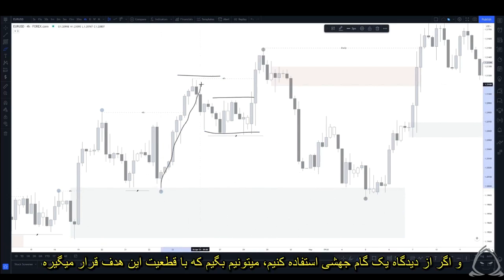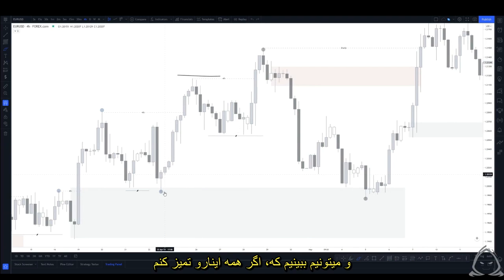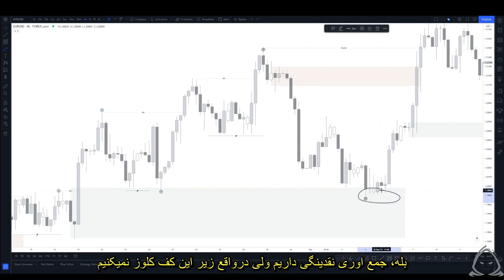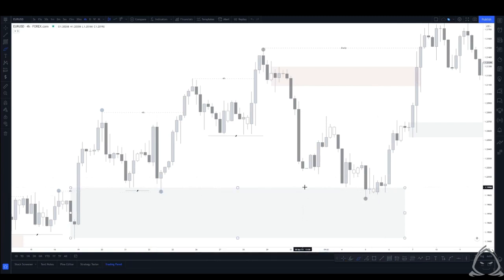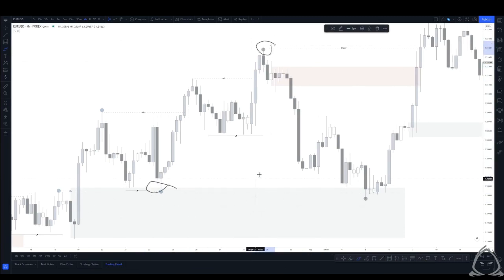And then if we use the framework of an impulsive leg, we can say that this is definitely going to be targeted and that this will be protected. But more specifically, this will be protected. And what we can see, if I just clear this all up, is this low does end up getting protected. Yes, we do get a liquidity grab, but we don't actually break and close below this low. Therefore, it is still a protected low because this high was successful in breaking structure. And this high was not successful in breaking structure to the downside.